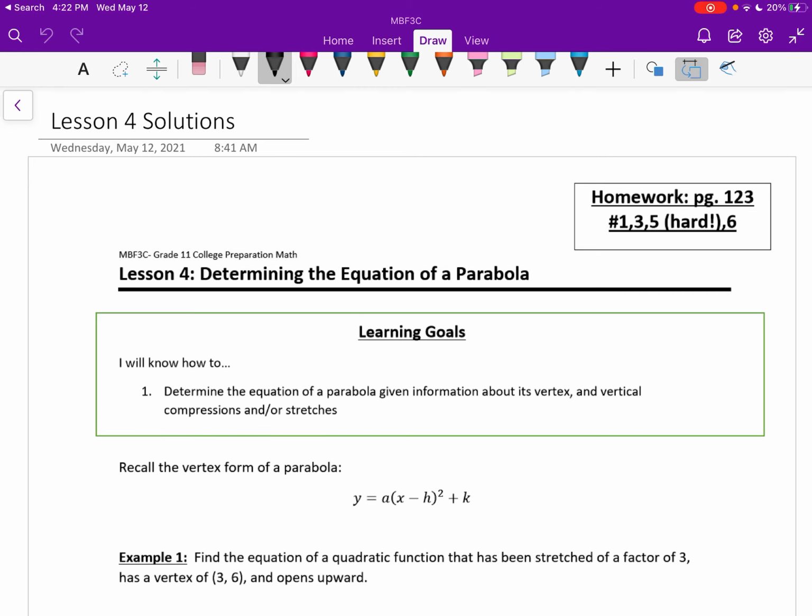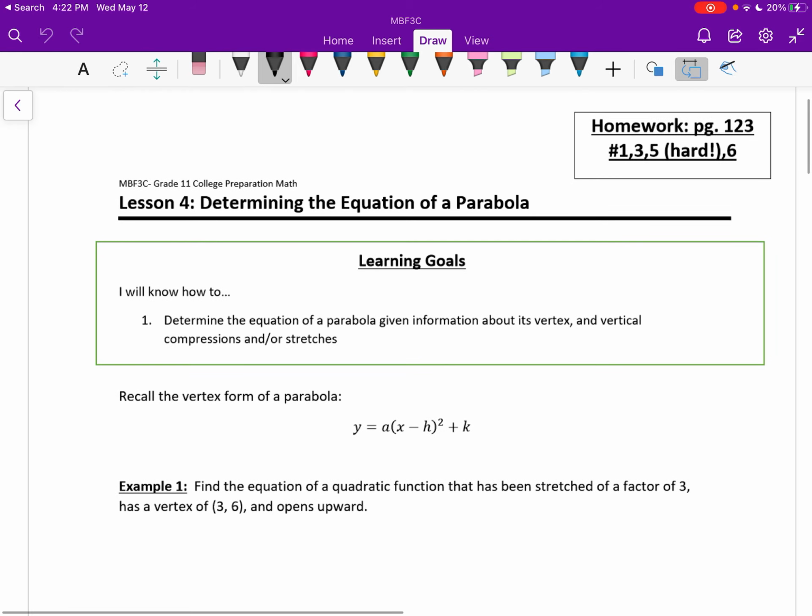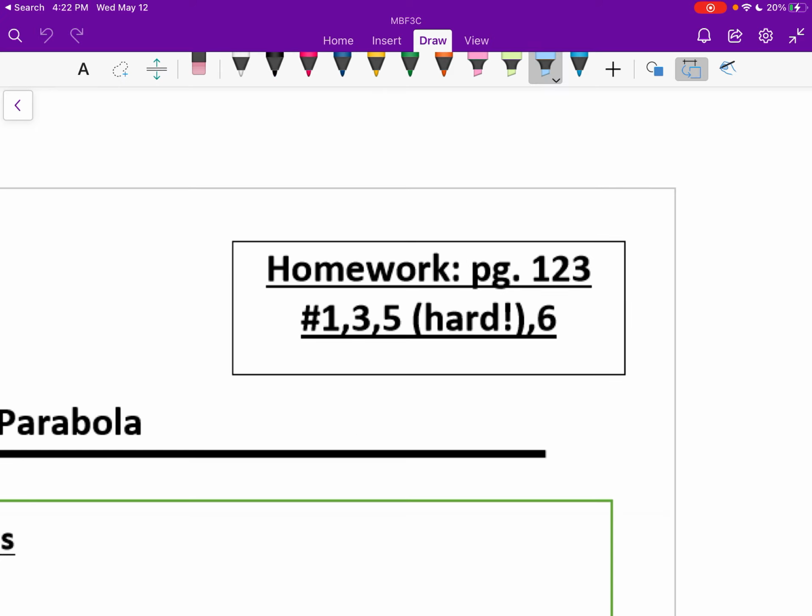Hi class, welcome back. Today we're going to be going over lesson 4, which is determining the equation of a parabola. Before we get started, your homework questions are going to be page 123, 1, 2, 5, and 6.